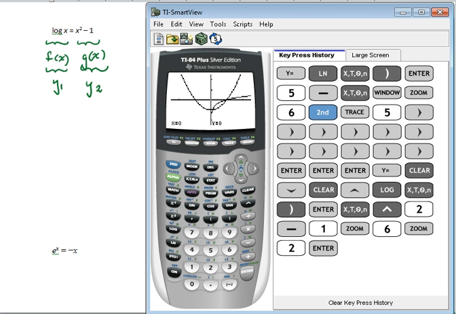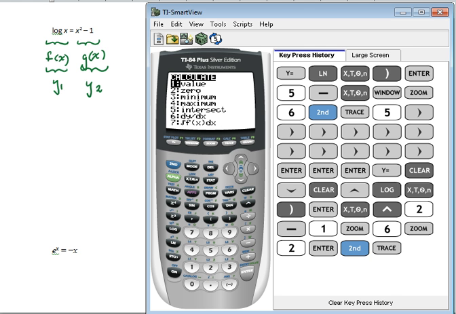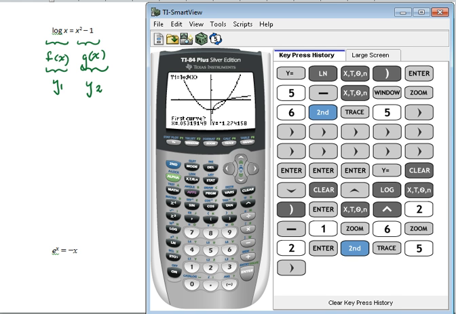And so let's work first of all on the left intersection point. So we'll go second calc, hit 5 for intersect. We have log x as our first function, hit enter. I'm not going to hit enter yet because I see there's no value listed for y yet, so I'm going to hit the right arrow. And now we have a value for y that is fairly close to that intersection point. So now I'm going to hit enter.